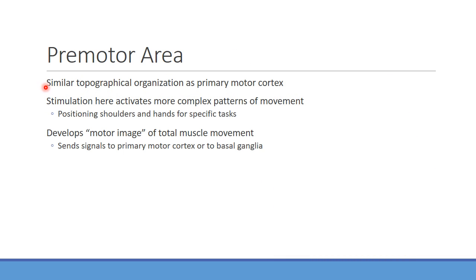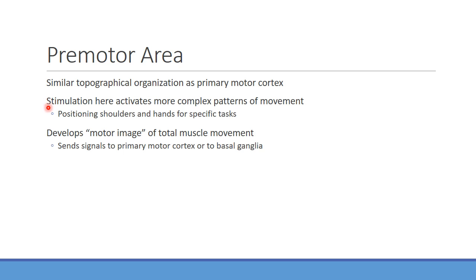So again, looking at the premotor cortex, you're going to find that it also has a similar topographical organization as the primary motor cortex. So basically, all the stuff with the hands and the fingers are going to be closely situated to one another. And the big difference here between the primary motor cortex and the premotor is that this is going to be better for more complex patterns of movement.